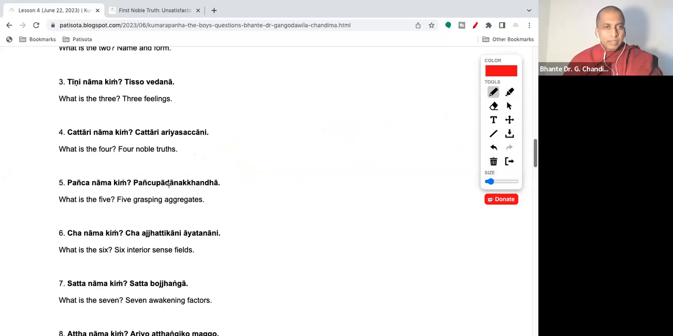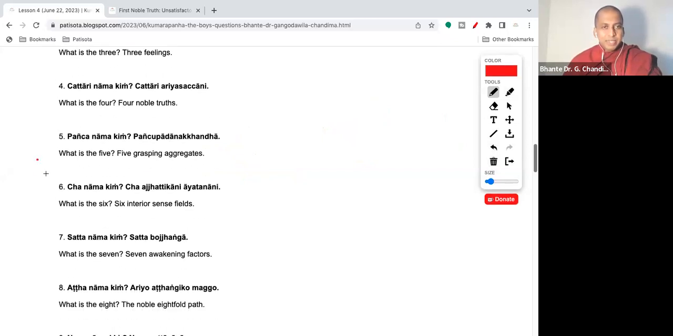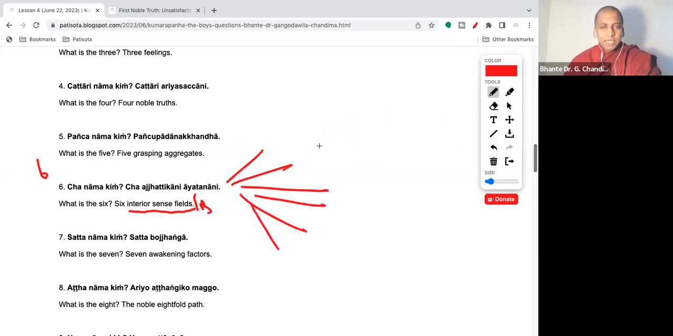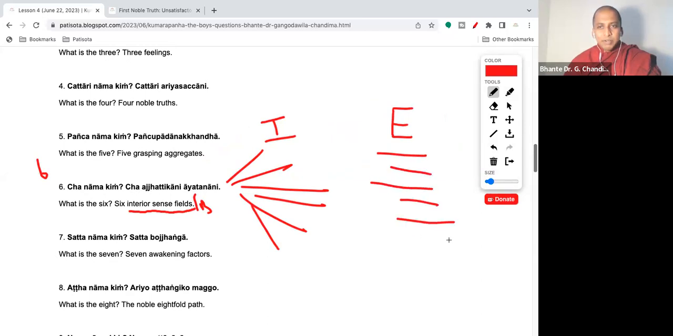All right. 6. Cha means 6, CH. Chajjhattikani ayatanani. What is 6? Ajjhattikani ayatanani, that means interior sense fields or bases. So do we have external ones then? If there are 6 internal bases, then there should be 6 external bases too. Why not?